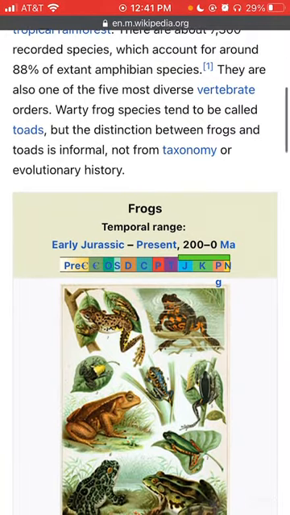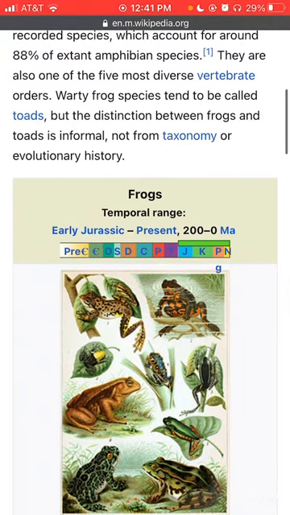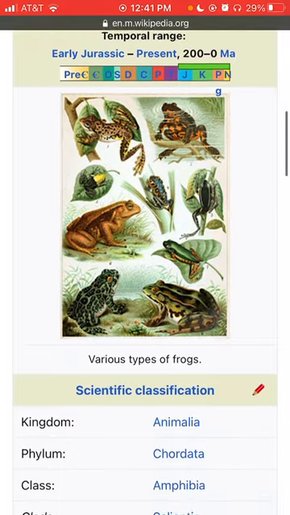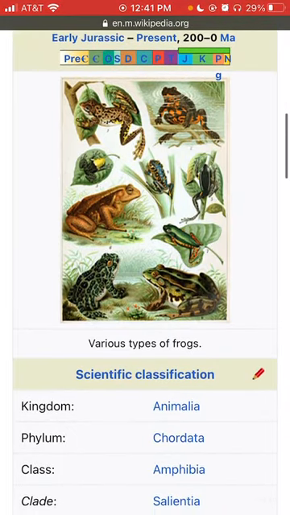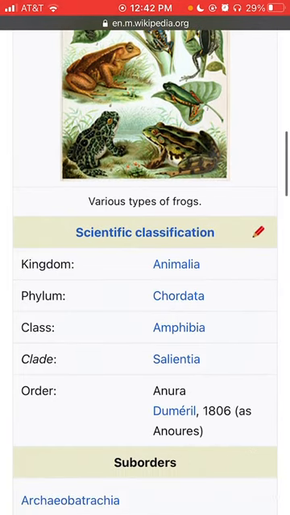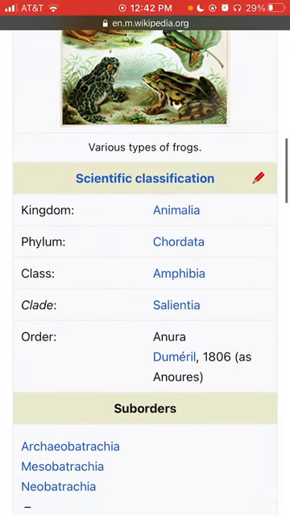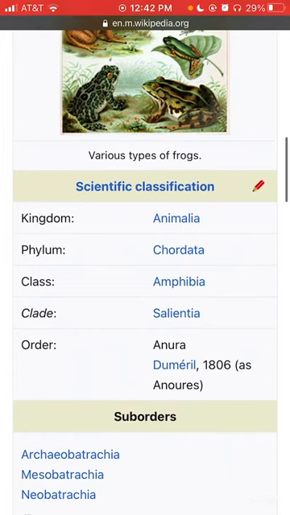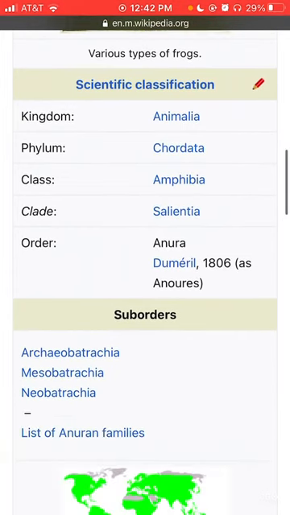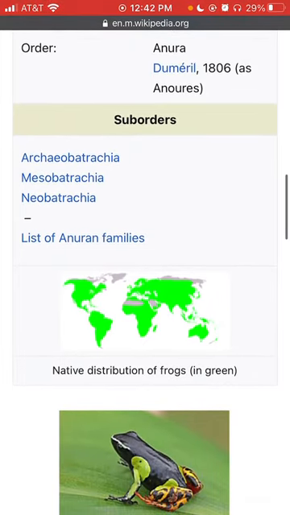Frogs. Temporal range: Early Jurassic to present, 200-0 MA. Image: various types of frogs. Scientific classification. Kingdom: Animalia. Phylum: Chordata. Class: Amphibia. Clade: Salientia. Order: Anura, Duméril, 1806. Suborders: Archaeobatrachia, Mesobatrachia, Neobatrachia. List of Anuran families. Link. Native distribution of frogs in green.